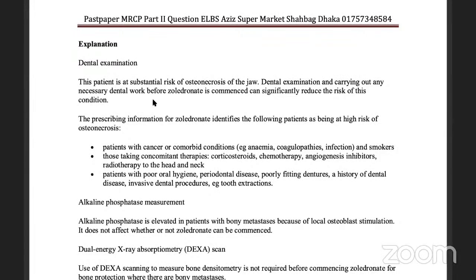Dental examination and carrying out any necessary dental work before zoledronate can significantly reduce the risk of this condition. Be careful prescribing zoledronate in patients with cancer and comorbid conditions such as anemia, coagulopathies, infection, smokers, and those taking concomitant therapies like corticosteroids, chemotherapy, angiogenesis inhibitors, and radiotherapy to the head and neck. Also patients with poor oral hygiene, periodontal disease, poorly fitting dentures, and a history of dental disease, invasive dental procedures, and tooth extraction.